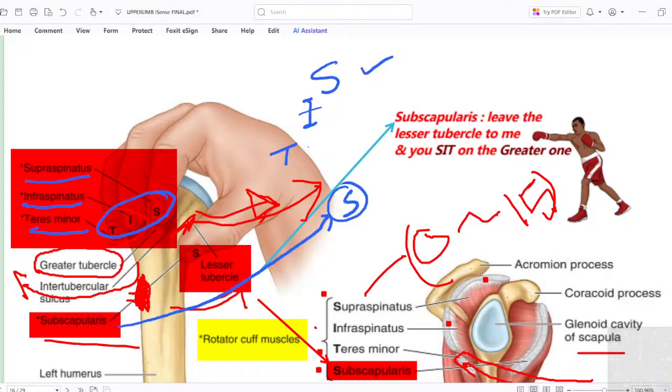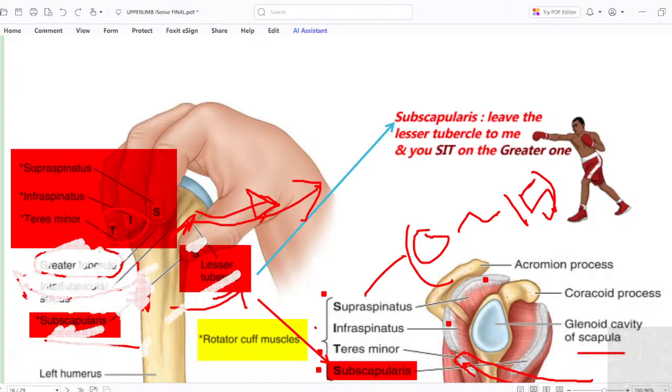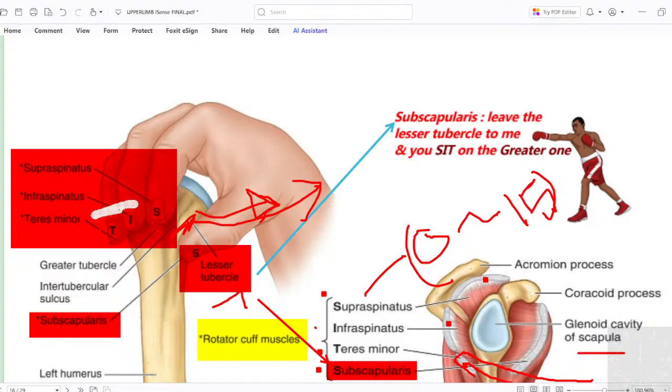Subscapularis. So rotator cuff muscles: supraspinatus, infraspinatus, teres minor, they attach to the greater tubercle, and the subscapularis to the lesser tubercle. Dr. Sanjita, what are the muscles of the rotator cuff? Rotator cuff is supraspinatus, infraspinatus, teres minor and subscapularis. Yes.